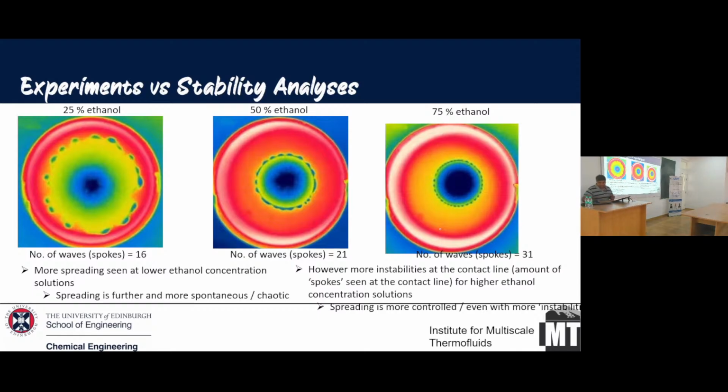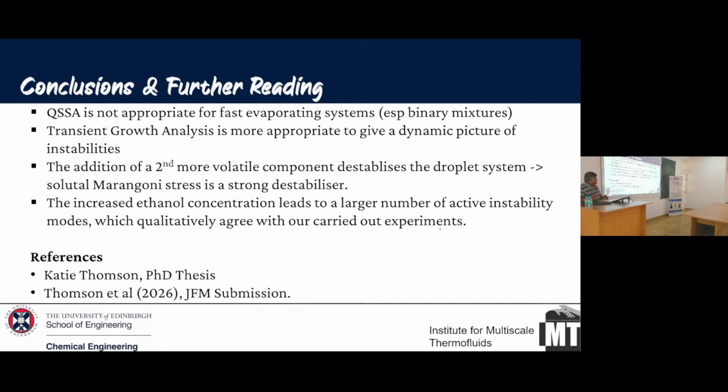What we have done today is look at two types of stability analysis. One is a quasi-steady state stability analysis, which is great for films. We did it yesterday. But when you have a droplet of much smaller mass, it's not appropriate at all. Because it's a fast evaporating system and immediately goes into dry-out, you need a better system. Transient growth analysis, where everything is a dynamic system, gives you a more appropriate picture of the dynamic instability. Very clearly, if you increase the concentration of the more volatile component, you destabilize the system further.